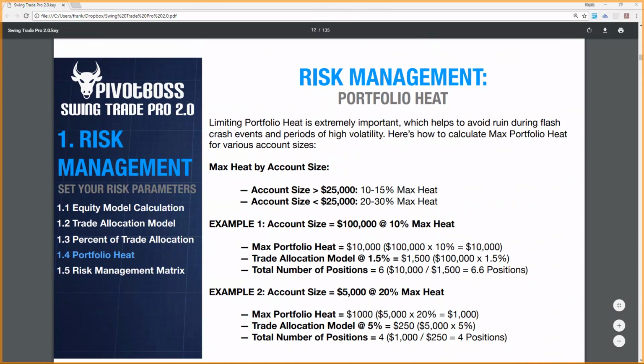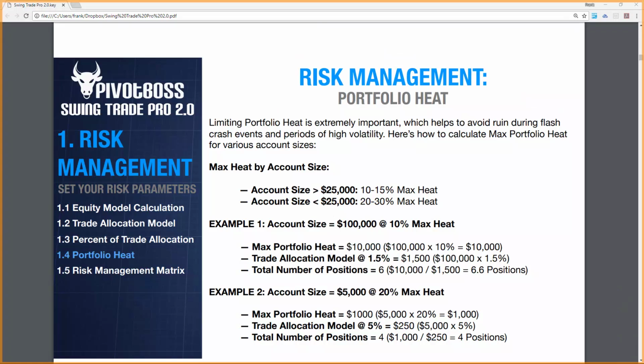So here's a look at it. In terms of max portfolio heat, what we're looking at is limiting larger accounts to about 10 to 15% max heat, lower accounts to double that, 20 to 30%. So limiting portfolio heat is extremely important, which helps to avoid ruin during flash crash events and periods of high volatility. Here's how to calculate max portfolio heat for various account sizes.